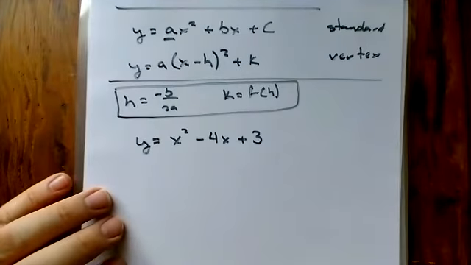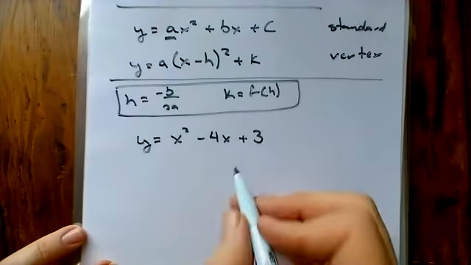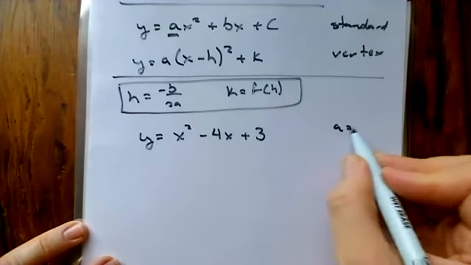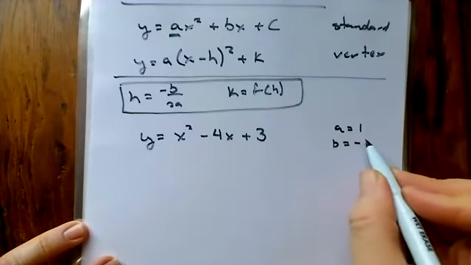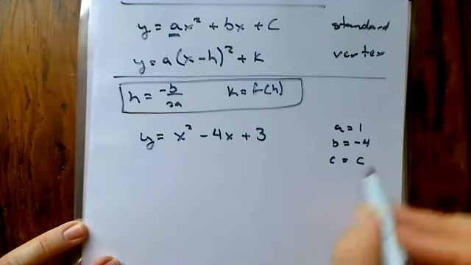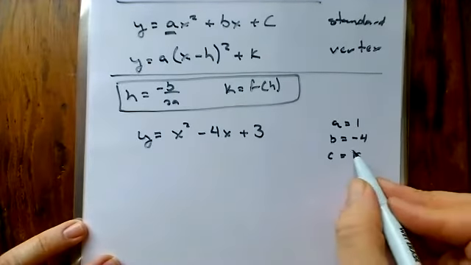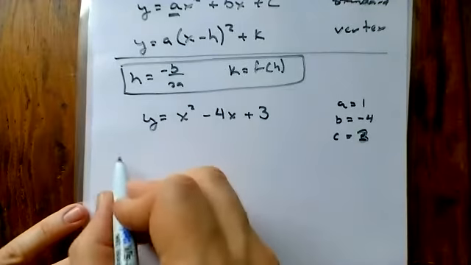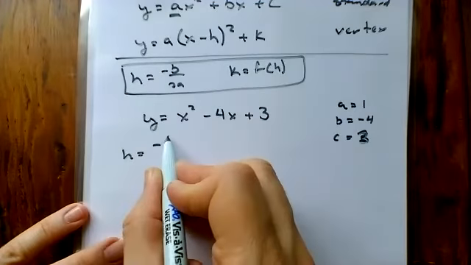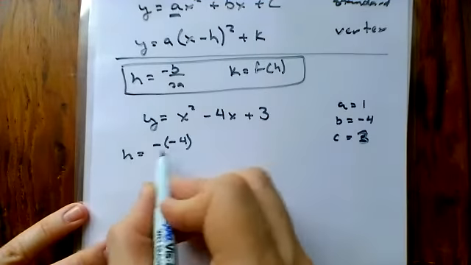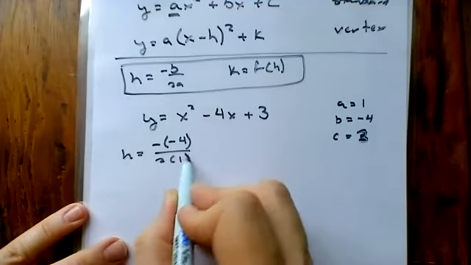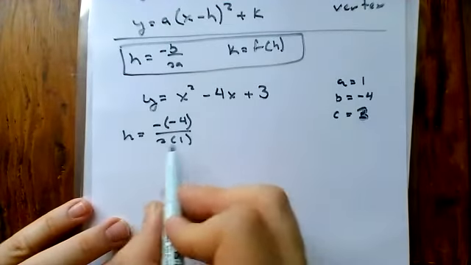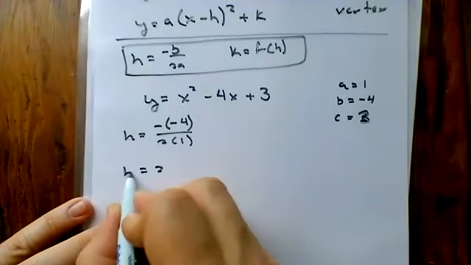And here, I'm going to go ahead and find that vertex. So I'll already note that a is equal to 1, b is equal to negative 4, c is equal to 3. So my h is going to be negative 4 over 2 times 1. Negative is positive, so I'll have positive 4 divided by 2 is a 2.